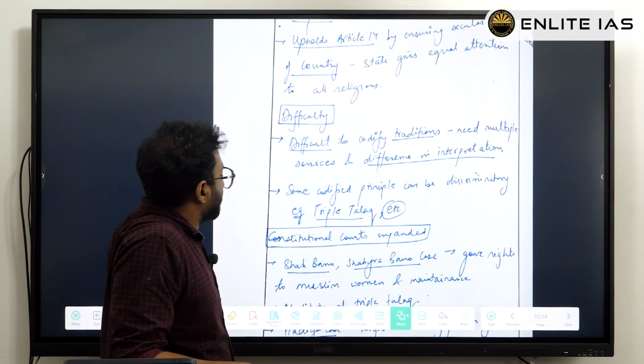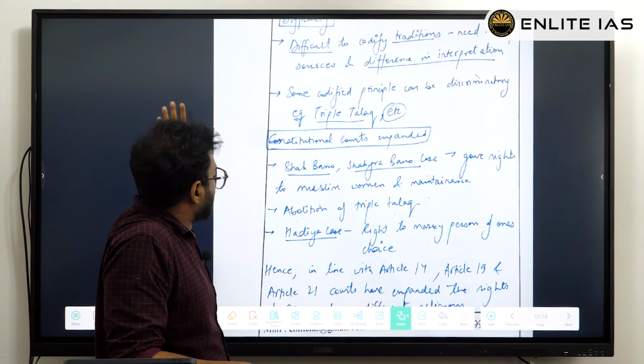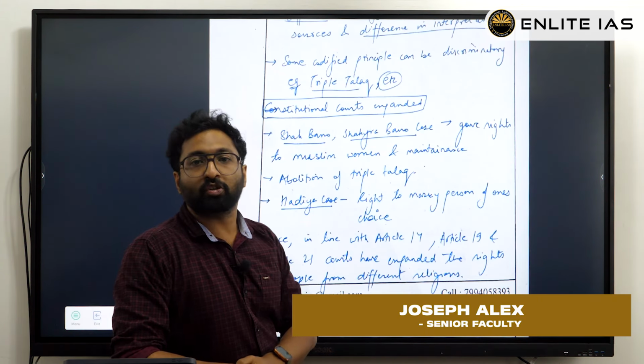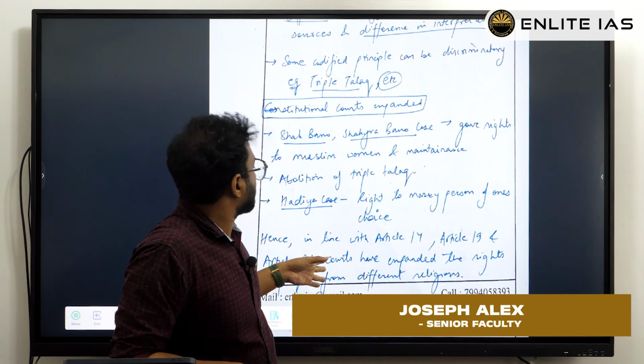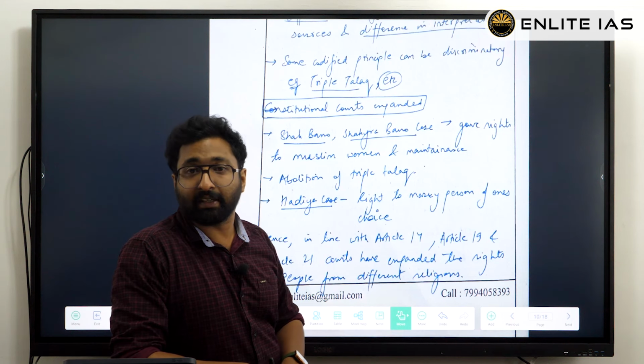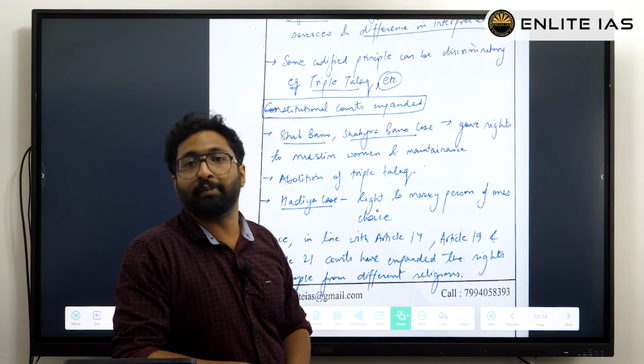Now coming to the third part, he has written about constitutional courts and how they have expanded the scope of marriage. Here I think he could have expanded more points, but there is a very practical sense to be covered, that is the limitation of time.